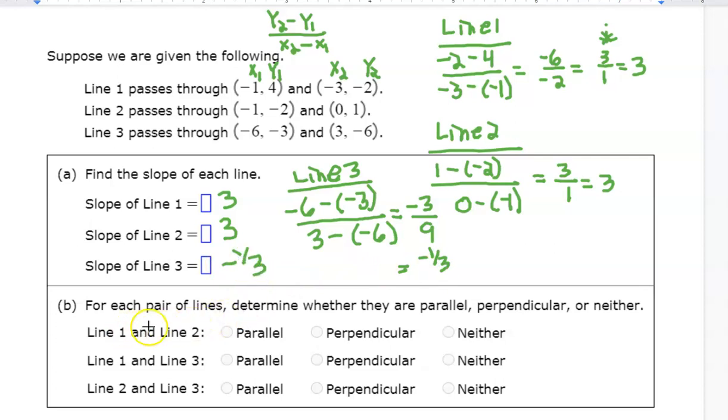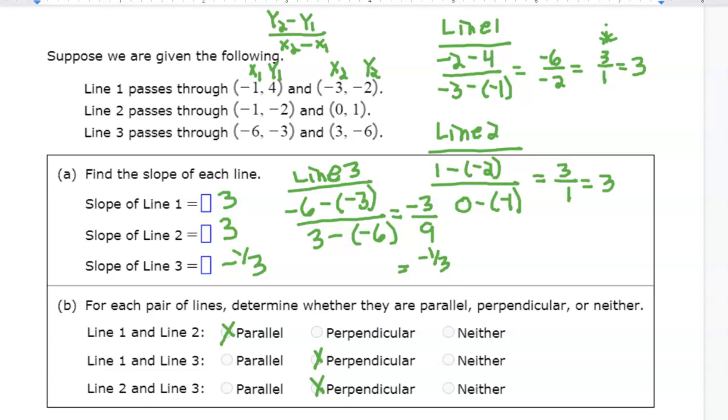Okay, so now let's take a look. 1 and 2, 3 and 3, parallel. 1 and 3, 3 and negative 1/3. Got that negative reciprocal thing going on. Perpendicular. And 2 and 3, 3 and negative 1/3, again, perpendicular. There you go. Find your slopes, determine your relationships.